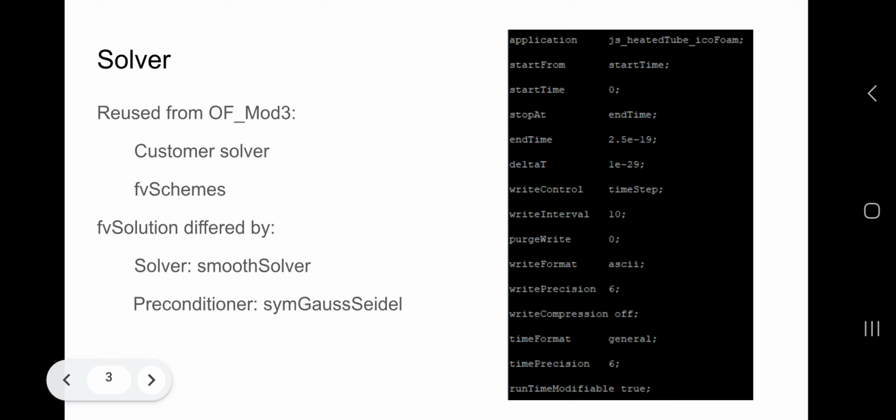For the solver, I ended up reusing the same one from the OpenFOAM Modification 3 assignment, as well as the schemes. I ended up using a different solver and preconditioner for the solutions, as it helped slightly lower the Courant number, which also leads to having a significantly smaller delta T as shown, as chasing that lower Courant number had me lowering the delta T, just trying to avoid all the floating point errors.